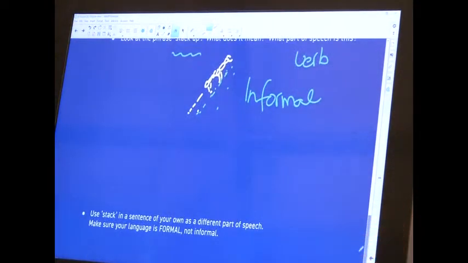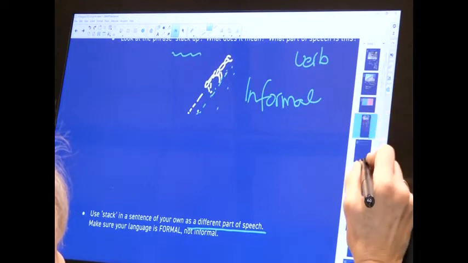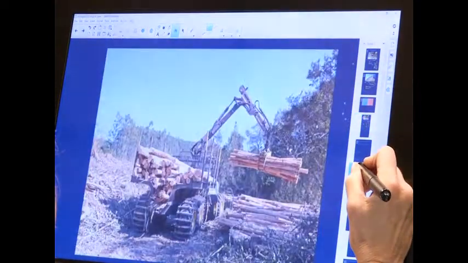So let's come back to our question. You stack as a different part of speech. So be careful. You cannot use it again as a verb. So you must use it as something else.